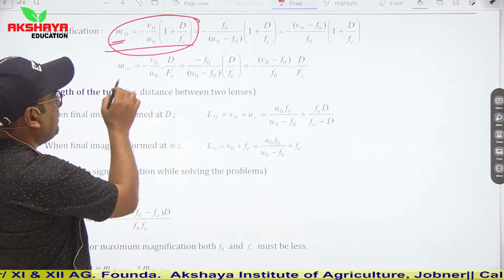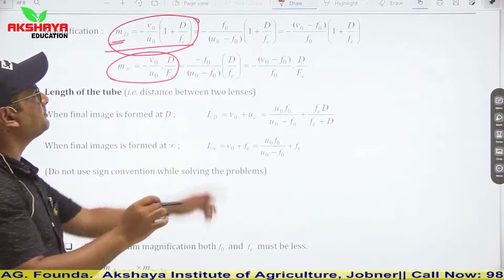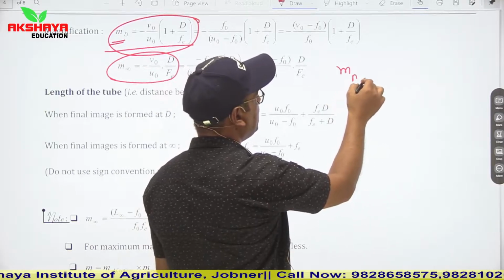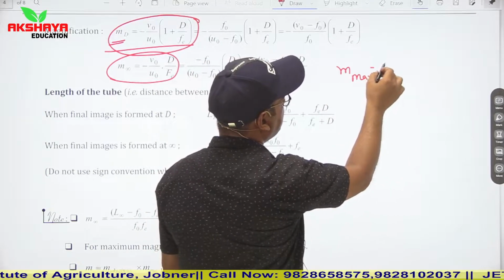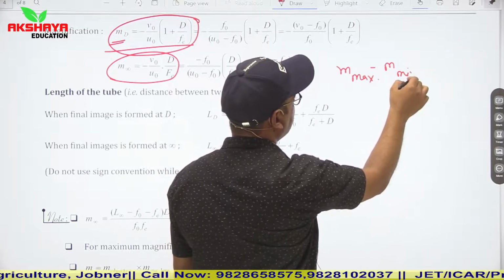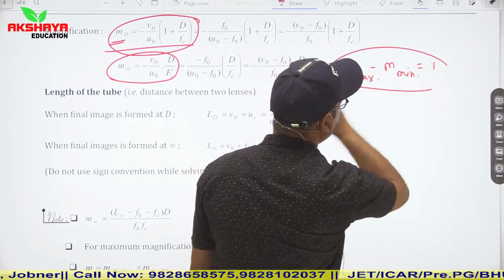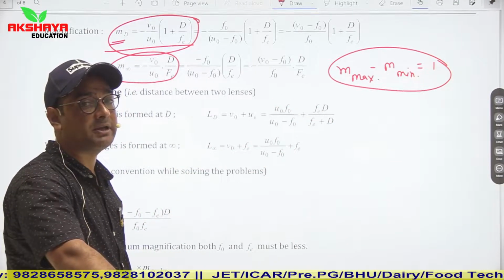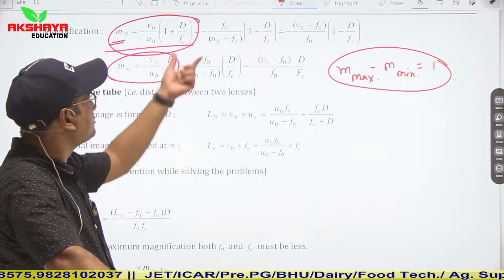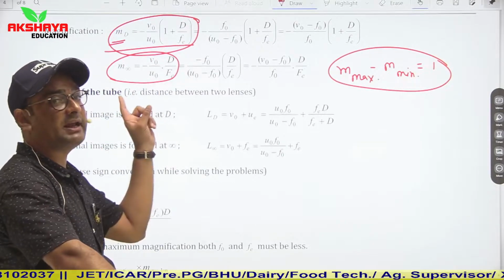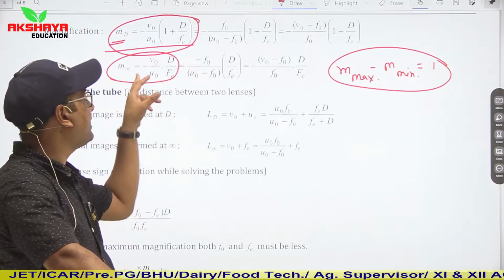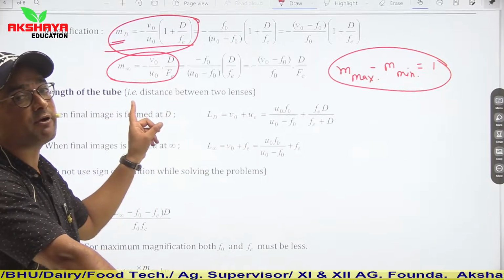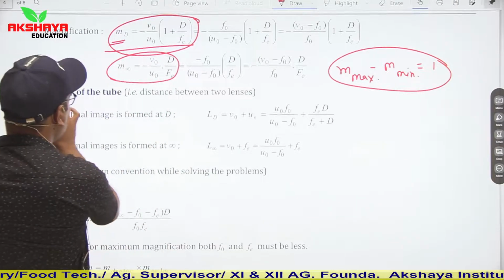If we talk about M infinity, then simply subtract this one, because keep in mind, M maximum minus M minimum is equal to 1. The difference of maximum magnifying power and minimum magnifying power is always equal to 1. So if it is 1 plus D upon FE, then at M infinity it will be D upon FE. So minus V0 upon U0 into D upon FE is the magnifying power when the final image is formed at infinity.